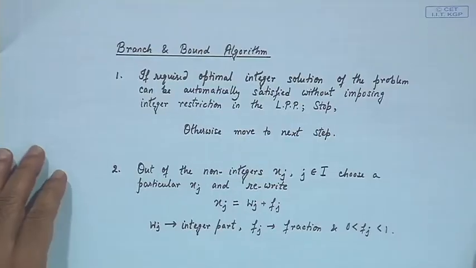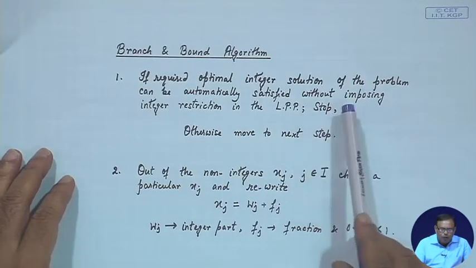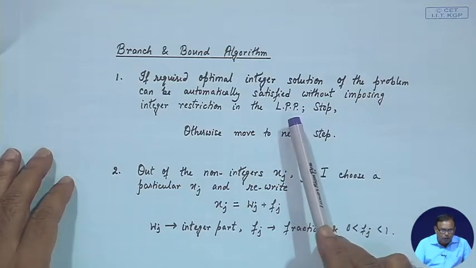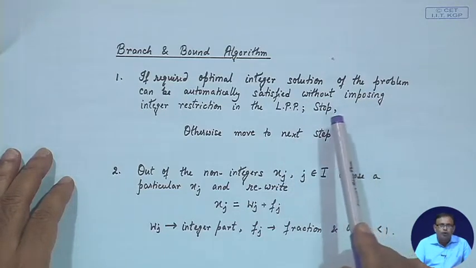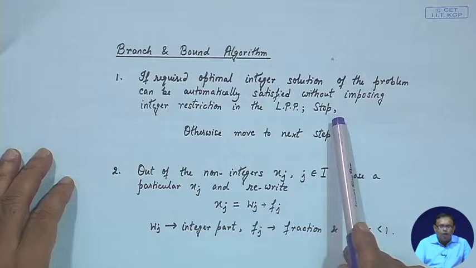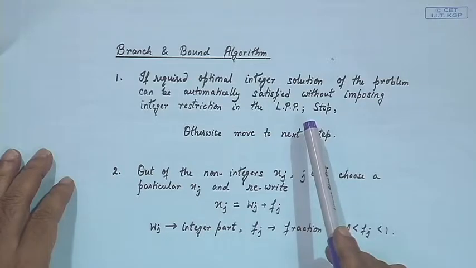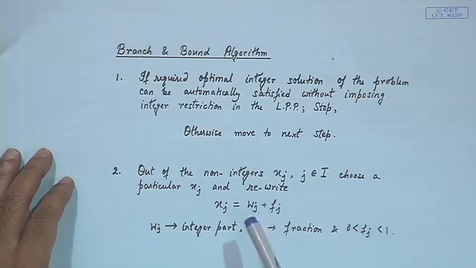In terms of the algorithm, we can write it like this: the branch and bound algorithm. If the required optimal integer solution of the problem is automatically satisfied without imposing the integer restriction in the LPP, then stop. That means, without imposing the integer restriction, if I solve the problem and obtain a solution that is optimal and gives integer values, that solution will be the optimal one and I will stop. Otherwise, I will go to the next step.